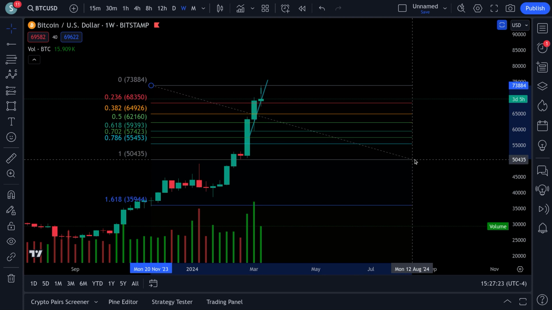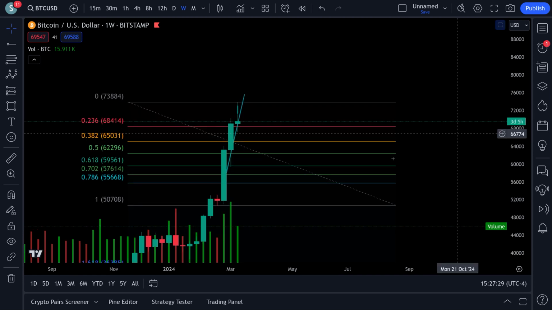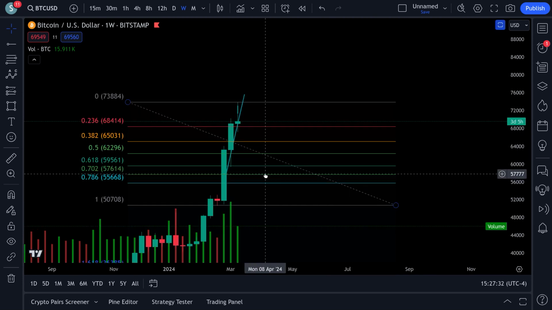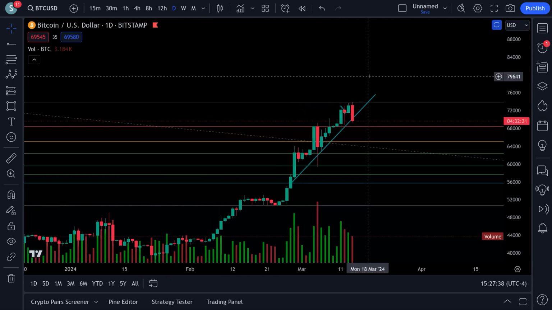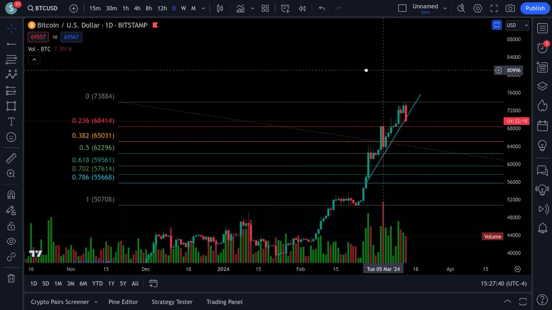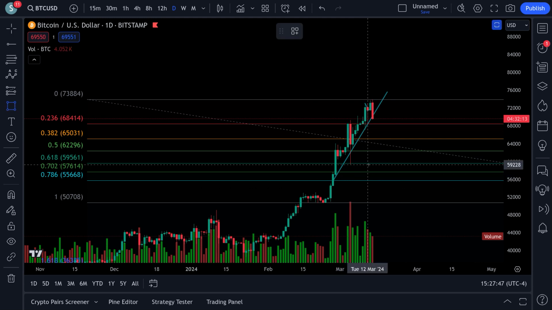Well, if it breaks these ones up here, okay, these ones up here are at 57 to 59. Let's go on the daily here. Yeah, 57 to 59 on this. That would be the best case scenario. Okay, right through here. If it clears these ones.